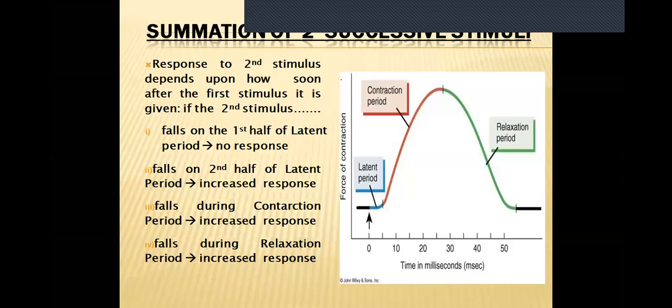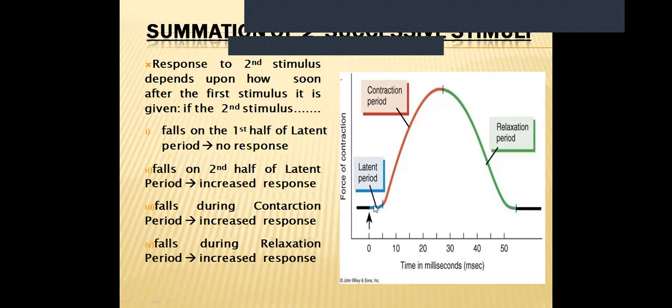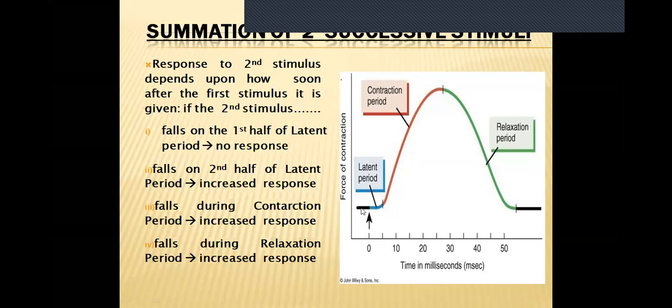And summation of two successive stimuli, how it will take place, let us imagine. Say for example, this is the response of a muscle fiber to a single stimulus. The latent phase will have two subphases. One is the first half phase, and this blue one is the second half phase. If the second stimulus is given in the first half of this latent phase, then there will be no effect.